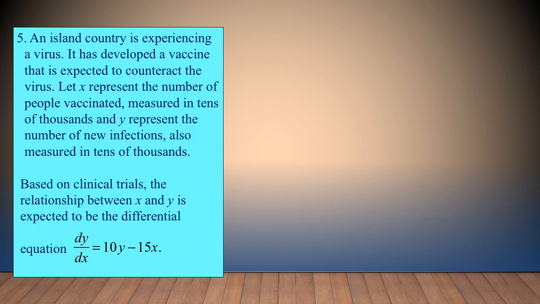Question 5 reads, an island country is experiencing a virus. It has developed a vaccine that is expected to counteract the virus. Let x represent the number of people vaccinated, measured in tens of thousands, and y represent the number of new infections, also measured in tens of thousands. Based on clinical trials, the relationship between x and y is expected to be the differential equation dy/dx equals 10y minus 15x.